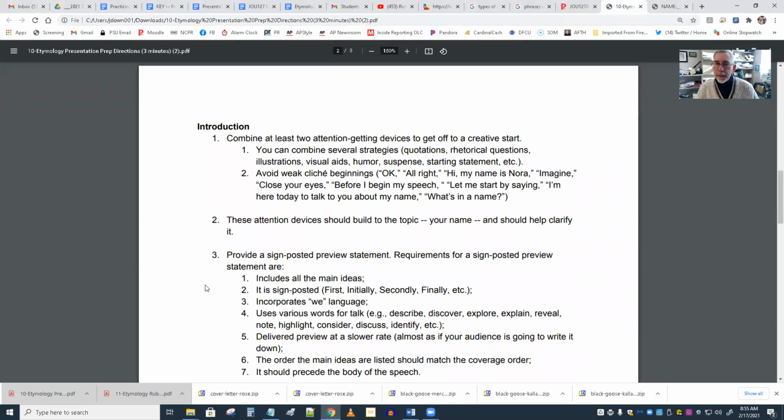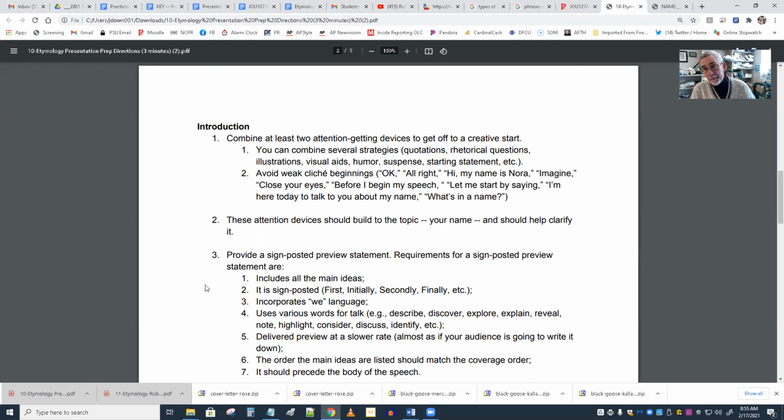So the introduction, at least 2 attention-getting devices. What do I mean by attention-getting devices? Well, we haven't really discussed these yet, but we will get to them in a lot more detail. But here's a couple that would make sense here. You could use a quotation. Maybe you find a quotation that really works for you. I think if I looked up the name Jack and quotations with the name Jack, I might find one that worked, maybe not. Rhetorical questions.